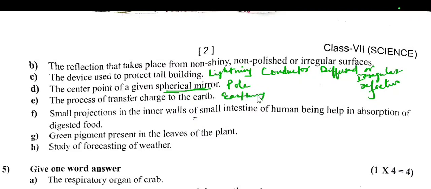This is earthing. Small projections in the inner wall of the small intestine of human beings that help in absorption of digested food are villi. The green pigment present in the leaves of the plant is chlorophyll. Study of forecasting of weather is meteorology. And if you have answered this way, you will get full 8 marks.